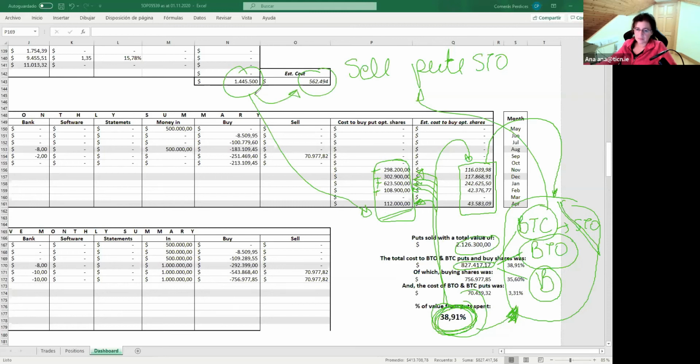So conservatively speaking, we can expect that for a commitment of 1.4 million, we're actually only going to use 500,000, 562. Okay, in this case.